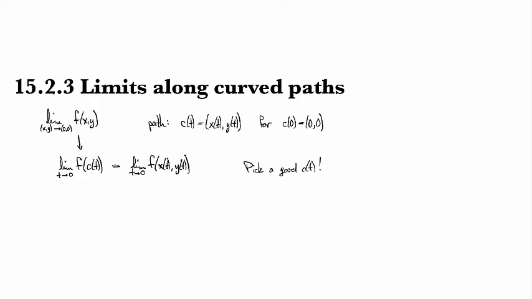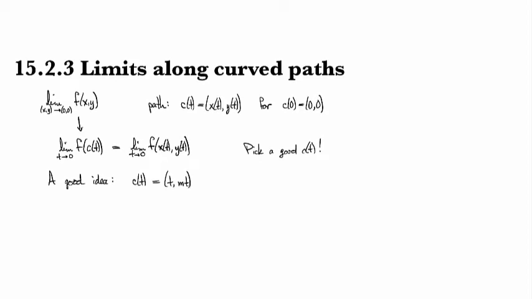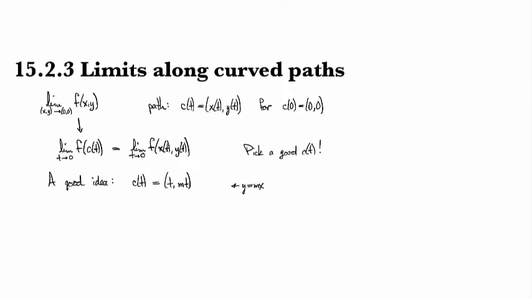And so a good idea in general to try is just to see what happens if we take one of the variables equal to 0, so that corresponds to coming in along either the x-axis or the y-axis, or more generally, to take your path to be something that looks like t, mt. And so this corresponds to coming into the origin along the line y equals mx, which is every straight line through the origin except a vertical one. But for that, you can deal with the special case by looking at just 0, t.